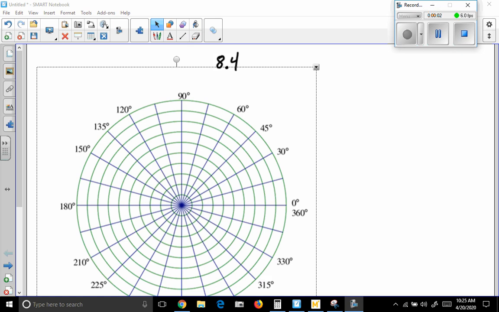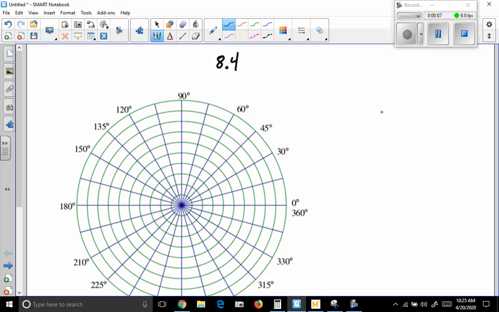As we begin looking at this video in section 8.4, before we work through some homework problems, I would like to make some observations. This section is on polar graphing, polar plots, and when we describe a point in the polar coordinate system, it has two components, a radius and a direction.